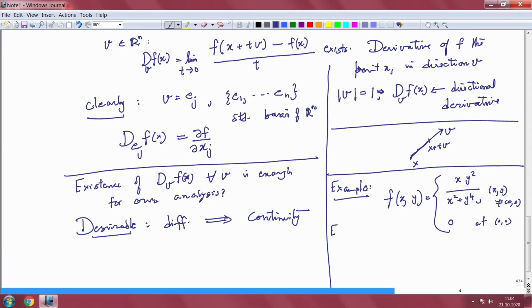This is an exercise for you: show that the directional derivative D_v of f at (0,0) exists for all v, but f is not continuous.